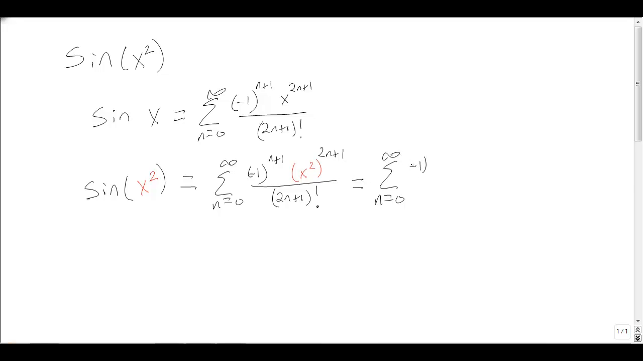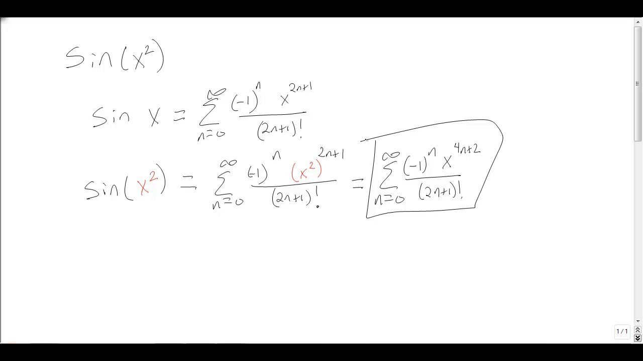Oh, sorry, no, I have the wrong series here. Sorry, I messed up. The sine x series should be just a negative 1 to the n here. Whoops, not really thinking this through. Sorry, it should start positive. So sine x should be negative 1 to the n here. And then I'm going to get x squared to the 2n plus 1. That's going to be x to the 4n plus 2, 2 times 2n plus 1, over 2n plus 1 factorial. And there's our Taylor series centered at 0 for sine of x squared.